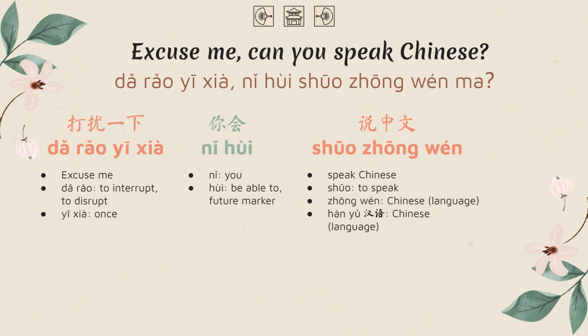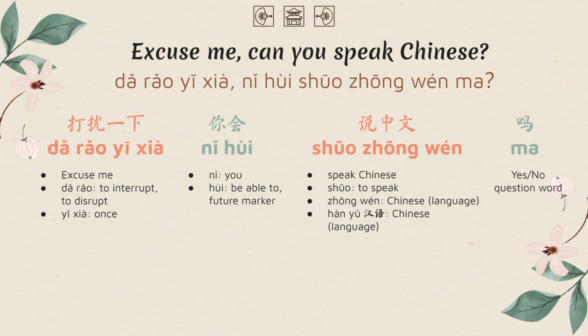How would you say to speak English? 说英文. 英文 is the English language. Or 英语. And then we have a 吗 at the end. So 吗 is the yes or no question marker, if you are not familiar with it yet. So in Mandarin Chinese, to form a yes or no question, you can just make a statement and then put a 吗 at the end.